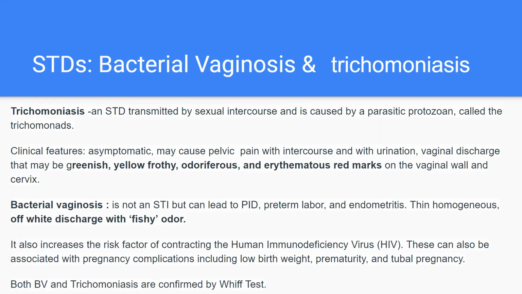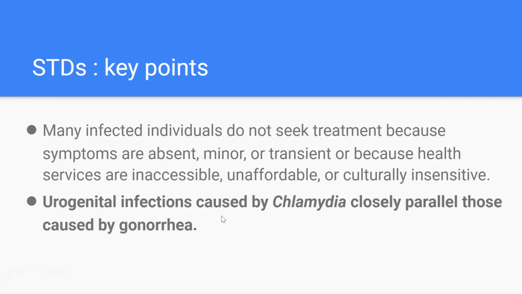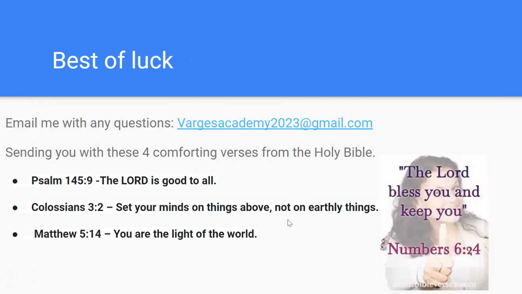Bacterial vaginosis and trichomoniasis. These are STDs, of course, caused by sexual intercourse, and a parasite is the reason. For the clinical features, study the difference in the drainage description: a fishy odor with off-white discharge in bacterial vaginosis. Trichomoniasis is greenish-yellow and frothy. This was already mentioned. I'm repeating the sentence because you'll see this on exams.